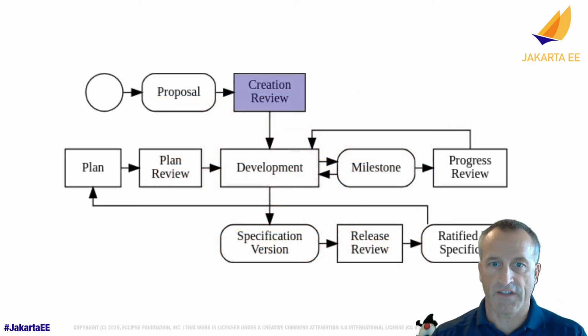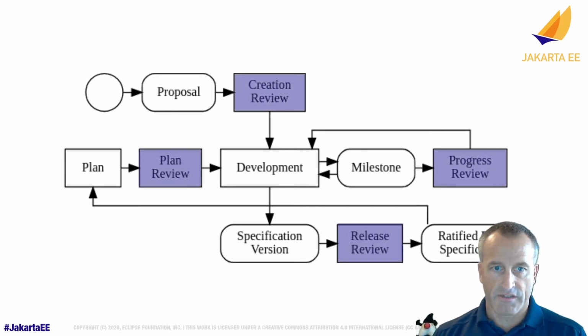The Jakarta EE specification process is an extension of the Eclipse development process, and it's very similar to what we used to have in the JCP. You have a proposal for a specification, and we do a creation review that has to be signed off by the Specification Committee in order to be a Jakarta EE specification. Then you start developing this, and you can release one or more milestones, or none, if you go directly to a final release. But at least once a year, we need to have a progress review so we know that something is happening with the specification.